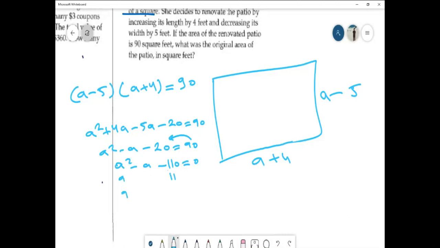A squared minus A, and if I take 90 here, it will be minus 110, right? Equals 0. And Teacher, isn't it minus A? Yeah, minus A. Sorry.